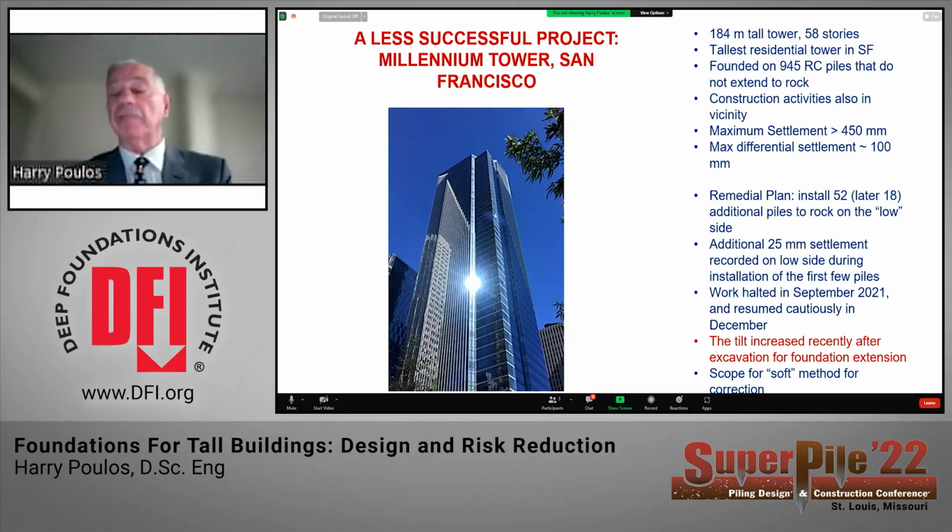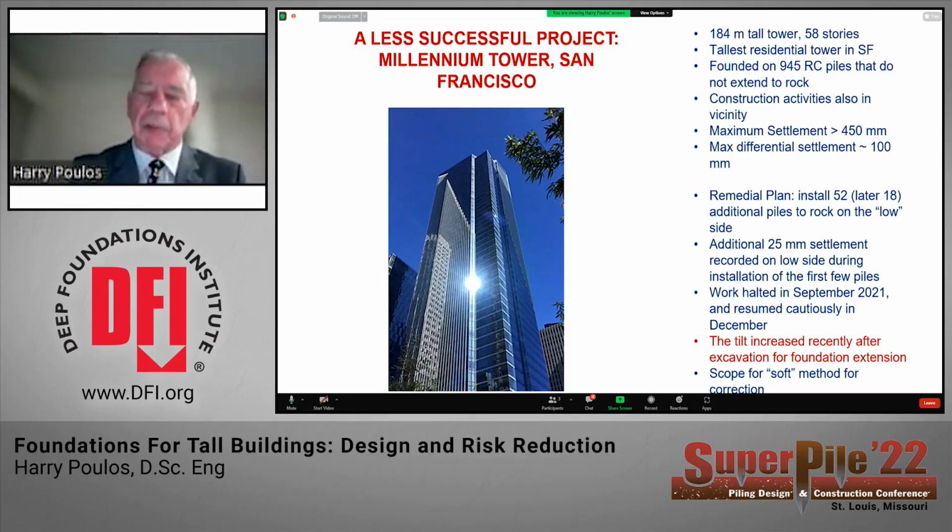I think now the number of piles that they are going to or have installed is 18 rather than 52. But I gather that the tilt has increased recently after excavation for the foundation extension. So here is a case where a number of good things didn't happen. The foundation system was founded on a dense sand layer that was unfortunately underlain by clay, which had the potential to cause additional settlements, and they appear to have occurred.